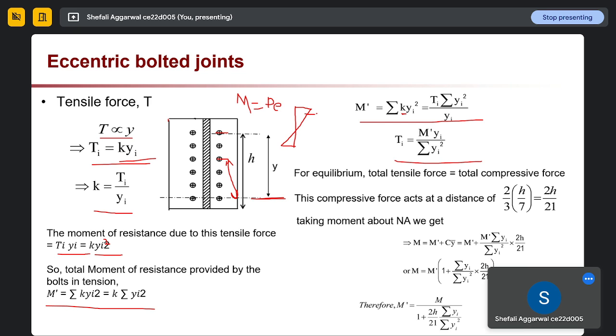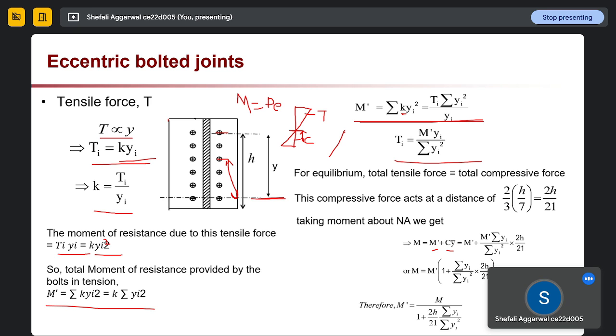Okay, this was our tension part and this was our compression part. So to calculate the moment about the neutral axis, we are calculating the moment due to tensile force, this one, plus the moment due to compressive force. The compressive force is the compressive load into distance y dash. So distance y dash will be this distance, and this distance is 2/3.